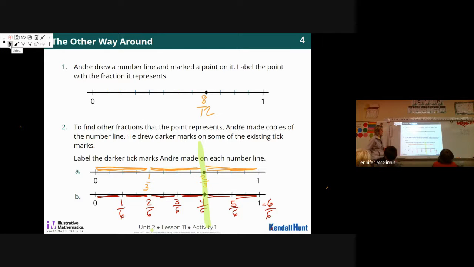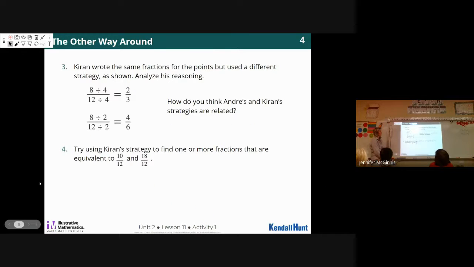Now, as we go to the next slide, I need you to keep this number line situation in your mind. I'm going to come back to the slide in a second. We got to go over and read and come back. Chiron wrote the same fractions for the points as Andre did, but he used a different strategy as shown. Analyze his reasoning. What do you see there, Izzy? I see that you can just flip it and it would be like 2 times 4 equals 8, but they used division. So it's now going to be like 8 divided by 4 equals 2.